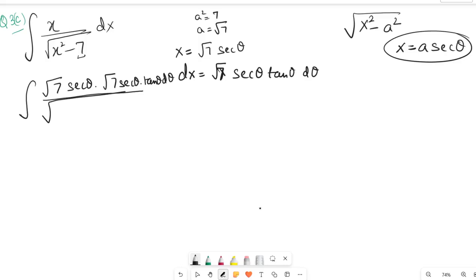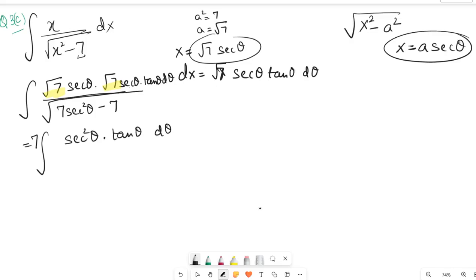Square root of x squared. So x is this, square of that: 7 secant squared theta minus 7. Let's see, root 7 times root 7 would be 7, goes out. Secant theta times secant theta, secant squared theta, times tangent theta d theta, divided by. Here, 7 can factor out. Inside we have secant squared theta minus 1.